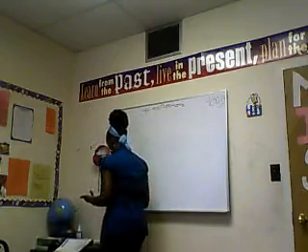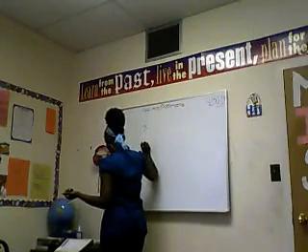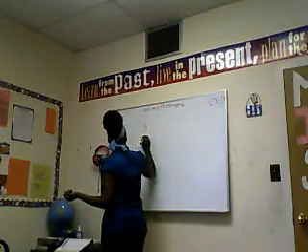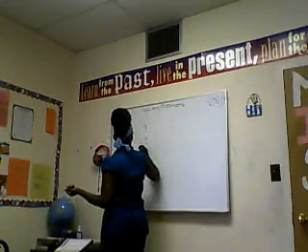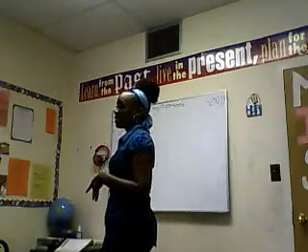So let's say I have 1/3 plus 5/8. Okay, that's my problem. Can I just go ahead and add the numerators? Why?